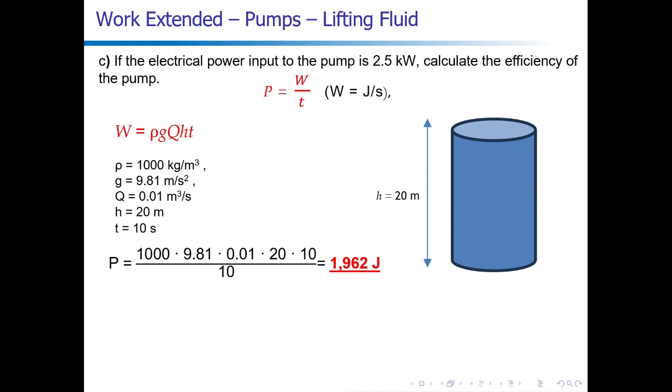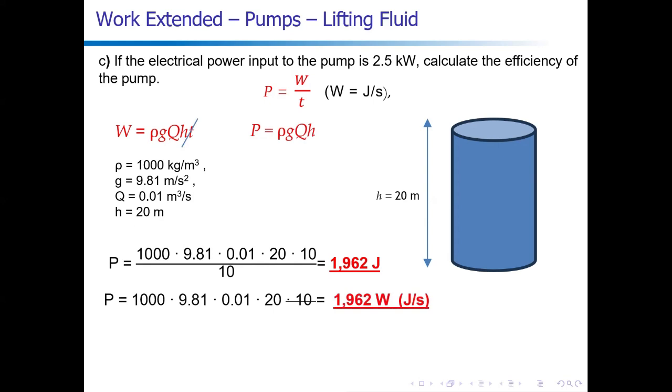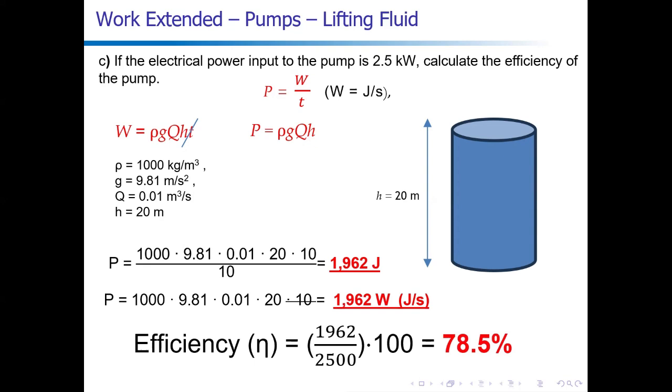That's the useful output delivered to the fluid, but we could also calculate power directly using an equation on the left, where power is equal to density multiplied by gravity, multiplied by the volumetric flow rate, multiplied by the height. It gives the same result without the need for time, using the same operating conditions. Now let's find efficiency, aka output power divided by the input power multiplied by 100, which is 1,962 divided by 2,500 multiplied by 100, and this gives us 78.5% efficiency.